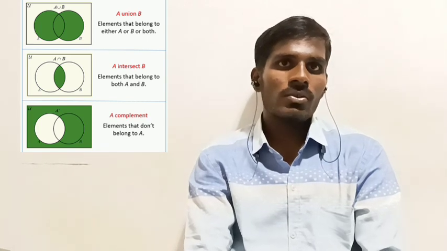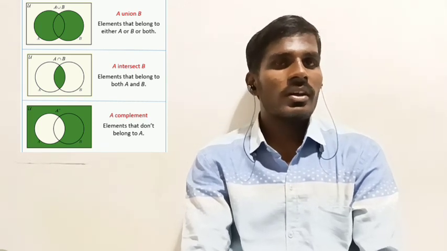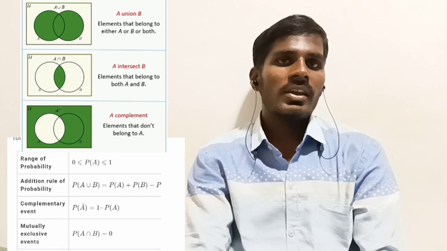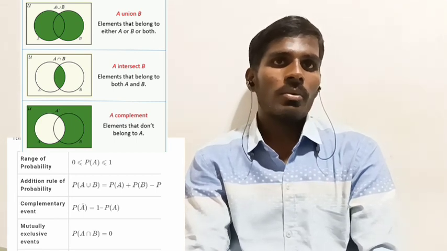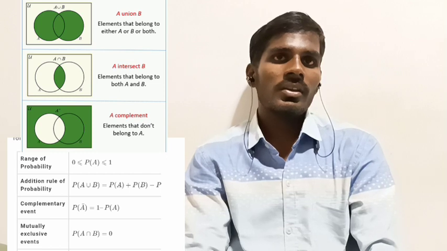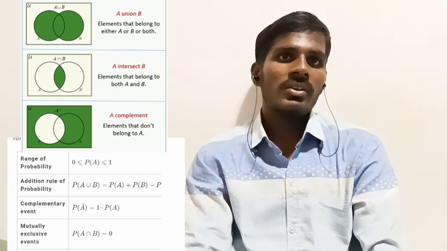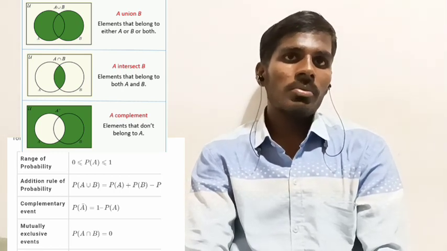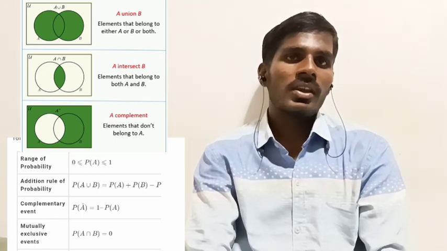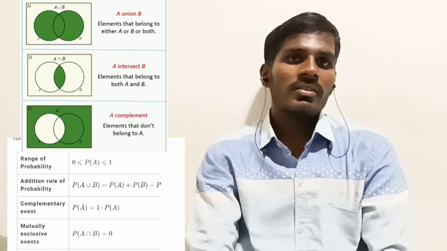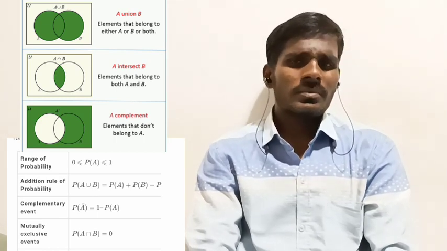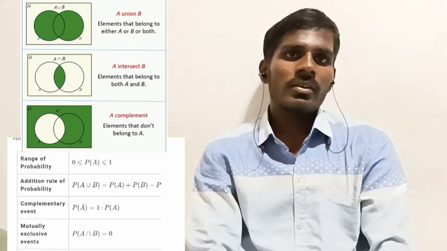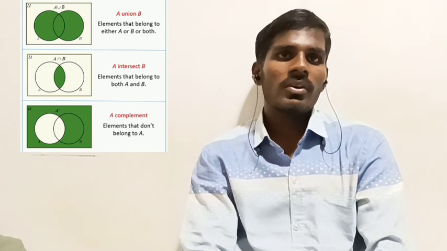In addition rules, the probability of A union B is given, in the Venn diagram form, by the probability of A plus the probability of B minus the probability of A intersection B. In this Venn diagram we can see the circle for probability of A, the circle for probability of B, and the intersection, which is in between A and B. Also, as I told before, the probability of A complement is given by 1 minus the probability of event A.